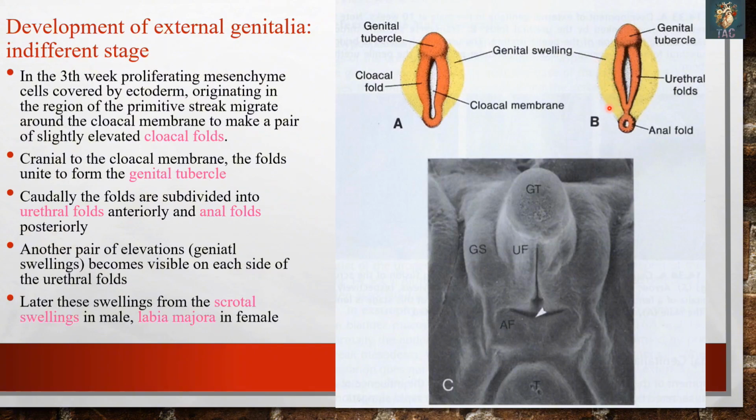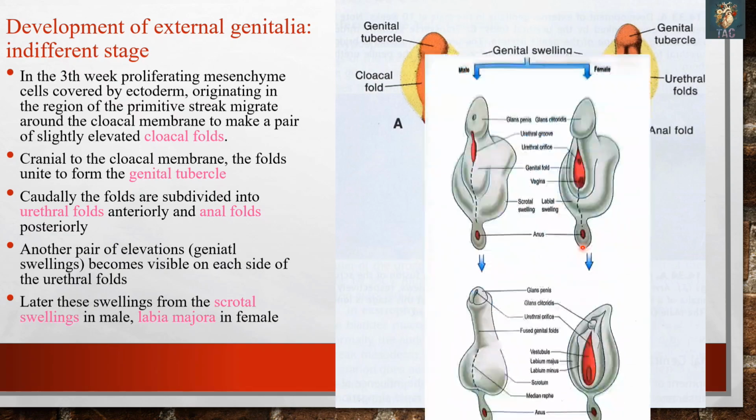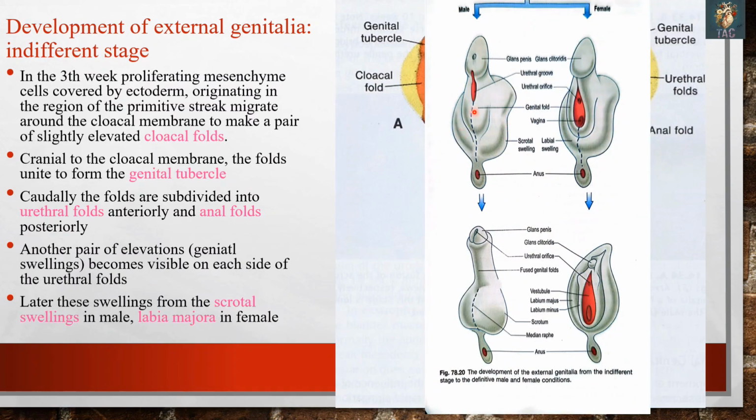On each side of the urethral fold, another swelling appears, and this swelling is called the genital swelling. This swelling will later form the scrotum in males and the labia majora in females. In this diagram you can see the genital tubercle, the urethral fold and the anal fold, and on each side the genital swelling, which will later form either the scrotal swelling or the labia majora depending upon the sex.